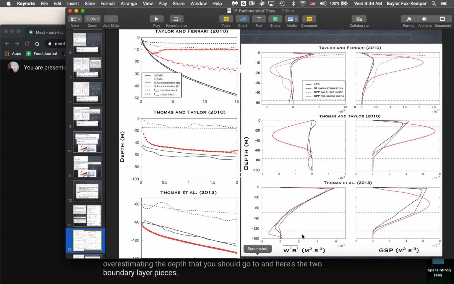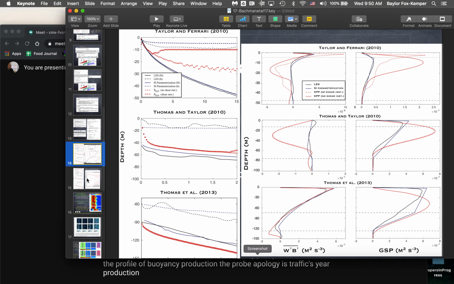If you look at profiles of buoyancy production or geostrophic shear production, KPP again in red, two different versions of KPP, is doing a bad job of predicting what the LES does. Whereas the simplified profile with those piecewise linear pieces that I showed before for the convective stuff actually seems to be holding pretty well to match the profile of buoyancy production and the profile of geostrophic shear production.